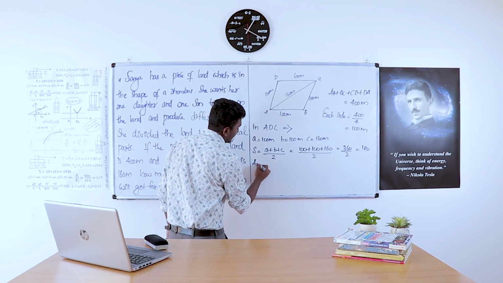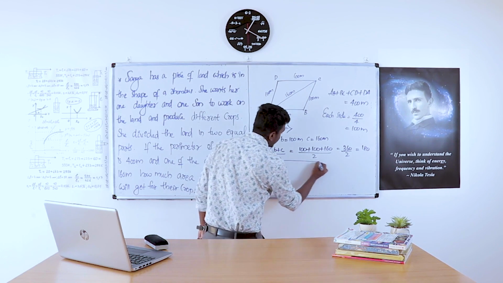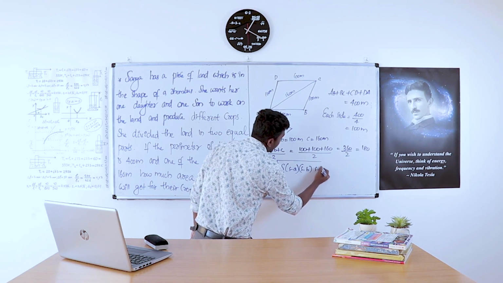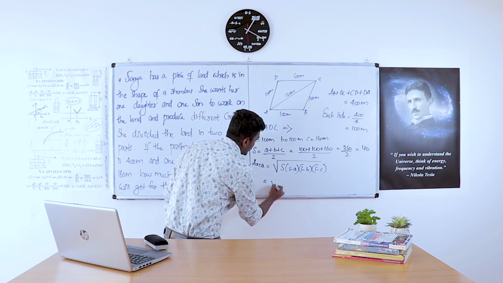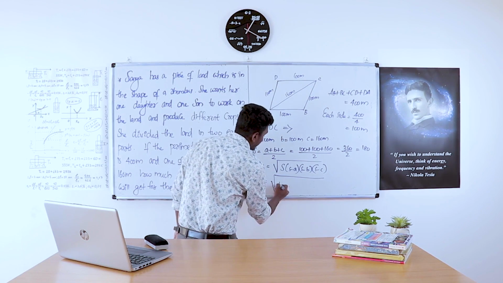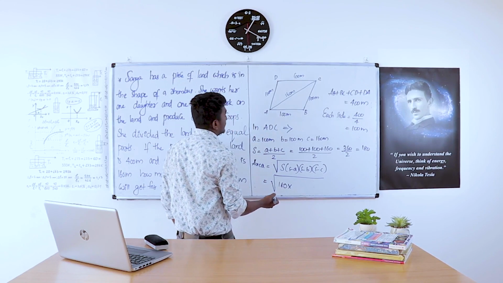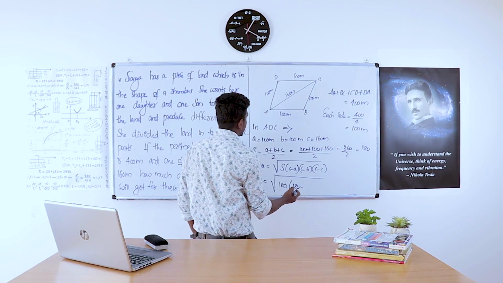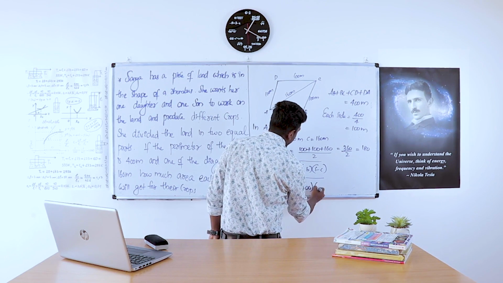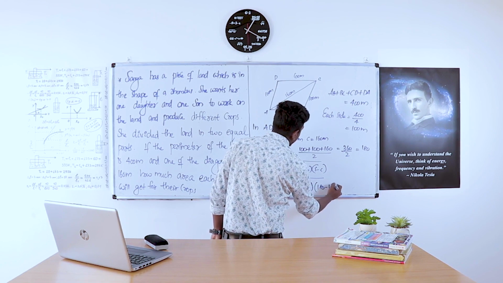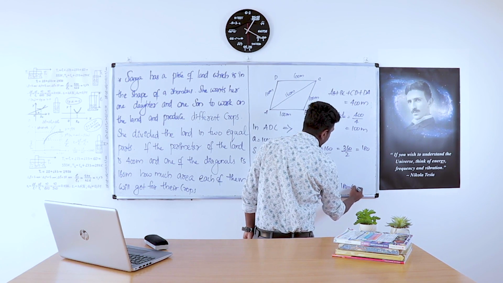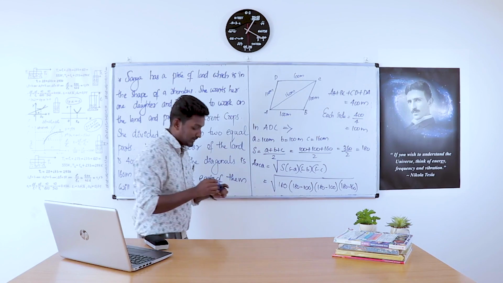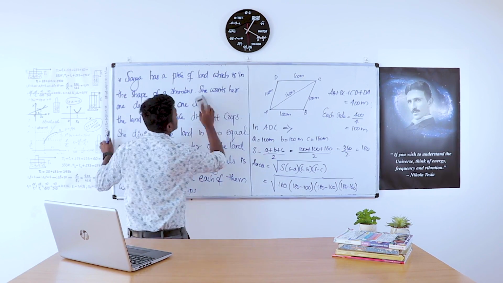Now area is equal to, by Heron's formula, root of S into S minus A into S minus B into S minus C. That is equal to root of, what is S? It is 180. 180 into, what is S minus A? That is 180 minus 100. What is S minus B? 180 minus 100. What is S minus C? 180 minus 160. Clear? Now for solving this, I am rubbing the question.